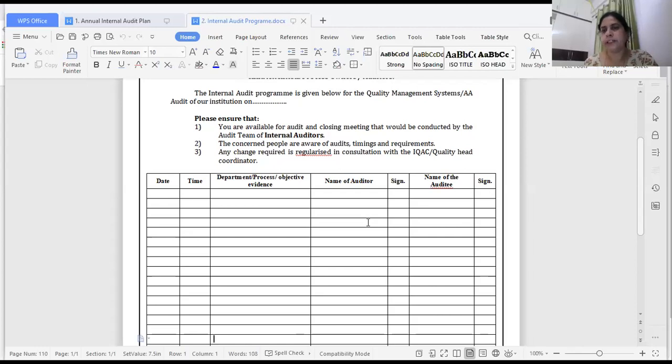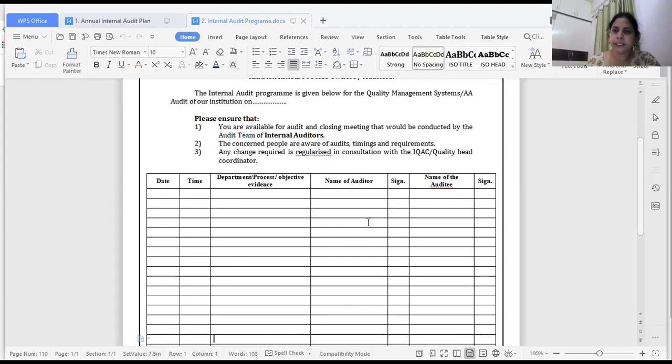Also, you are mentioning the name of an auditee. Auditee here is a process owner. If you are doing an audit of a whole department, then the principal is the auditee. If you are doing an audit for the sports, then the physical director is an auditee. You would have written in your processes who is the responsible person for that process, and that person will become an auditee here. And you are going to take the signature of the auditee also.